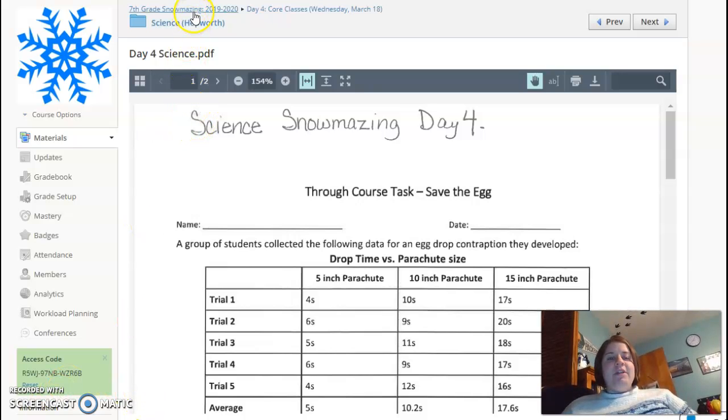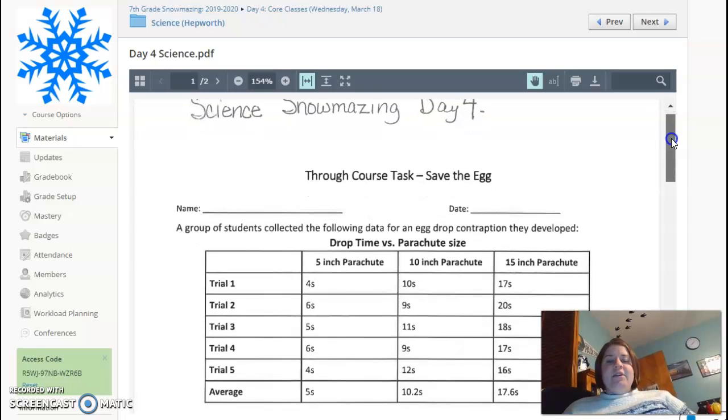So I'm already within the Snowmazing folder, and I'm already in the Day 4 core classes, and I've selected my folder, but this information is also good for any of Miss Calhoun's students as well. So today's assigned task is over the through course task, Save the Egg.